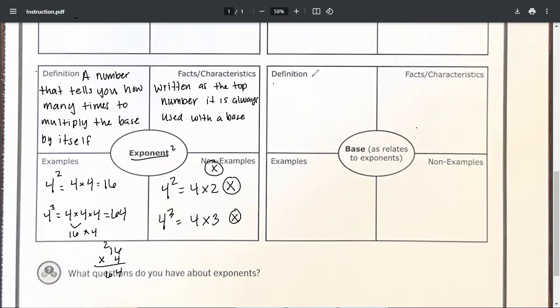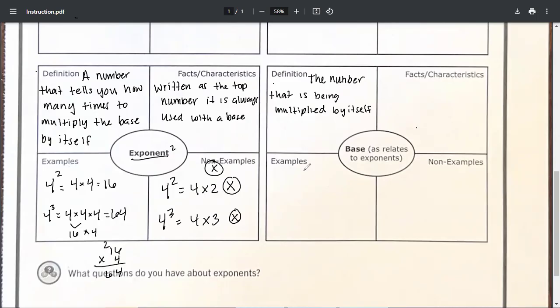Okay. And then referring back to the exponent, when we kept saying that word base: the base is the number that is being multiplied by itself. So this is the big number. B for big, B for base. This is the number that's telling you what we're going to multiply by itself. Like over here, we say 4 to the second power. 4 was the base, meaning we're multiplying the 4 by itself 2 times. 4 to the third power, 4 was the base, meaning we're going to multiply 4 by itself 3 times: 4 times 4 times 4.